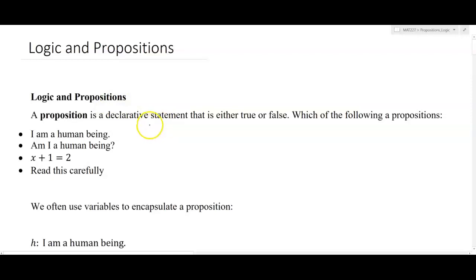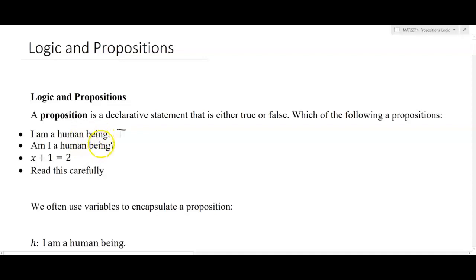So first of all, a proposition is a declarative statement that is either true or false. Whether it's true or false, though, is not important in terms of telling whether it's a proposition. If you can either say that the statement is true or false, it is in its own right a proposition. So which of the following are propositions? True or false? I am a human being. Well, that's either true or false, and for each creature that might vary, but in general that can either be a true or false statement, therefore it is a proposition.